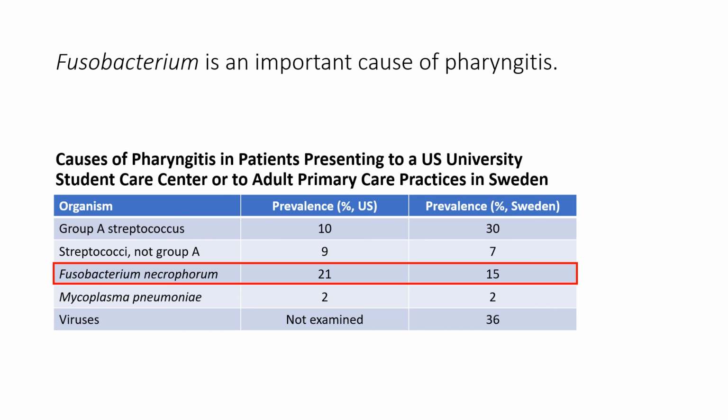This is one reason why if you think a patient has strep throat, you should treat them with penicillin, not azithromycin, because penicillin treats both group A strep and Fusobacterium, whereas azithromycin only treats the strep, and even that, not that well.